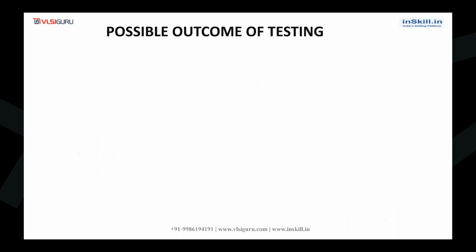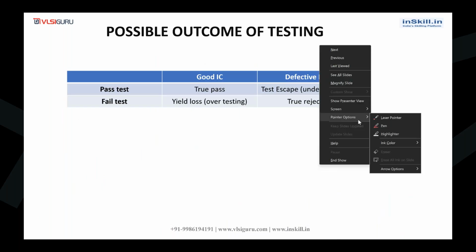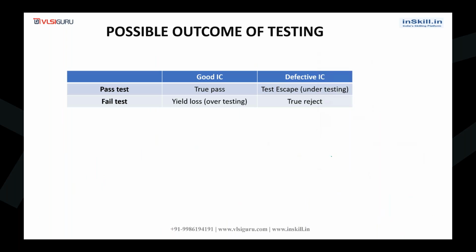Now, possible outcomes of testing. There are basically four possible outcomes of testing. A good IC has to pass the test. If a good IC passes the test, it is called a true pass.